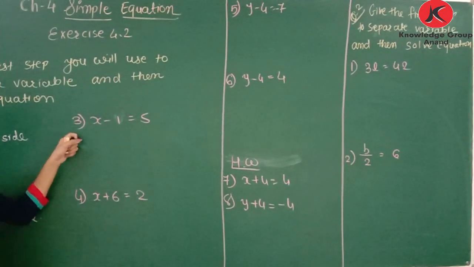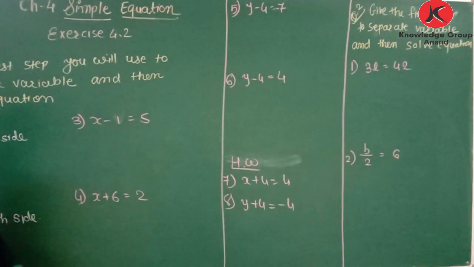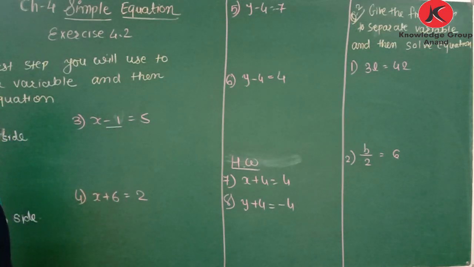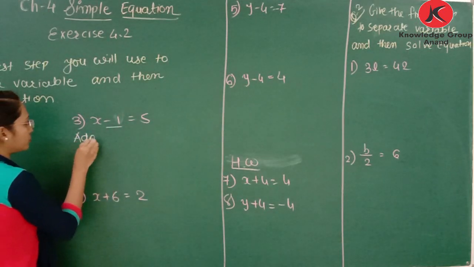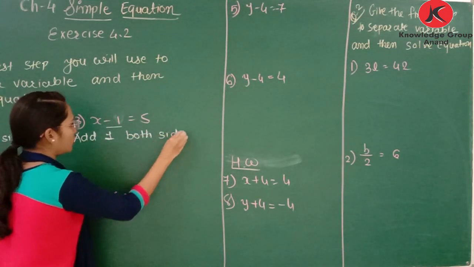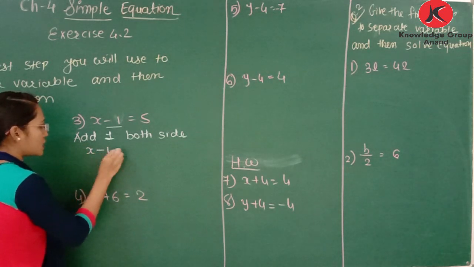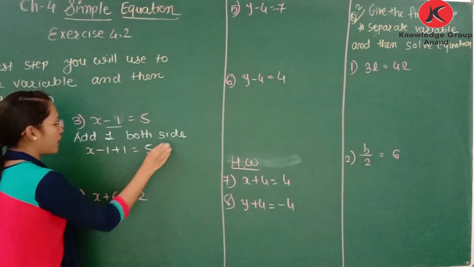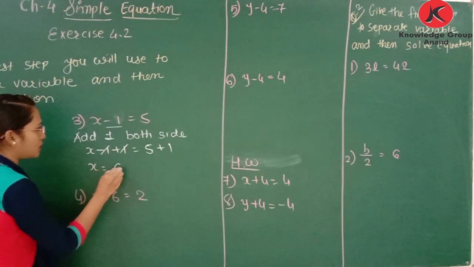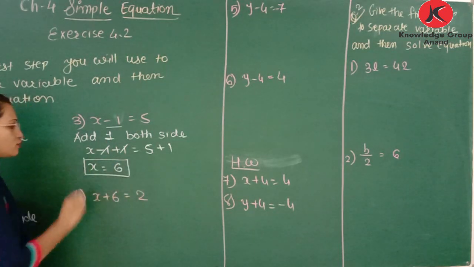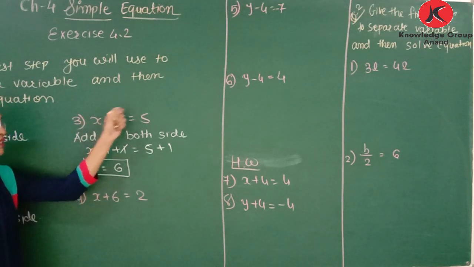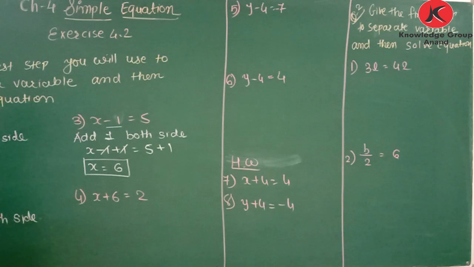Now third question, x minus 1 is equal to 5. So here you need to remove this 1 by adding 1 on both sides. So what will be your step? X minus 1 plus 1 is equal to 5 plus 1. So minus 1 plus 1 will be cancelled out. So x is equal to 6. Is your answer correct or not? You can check by writing 6 instead of x here. 6 minus 1 is 5. So your answer is correct.